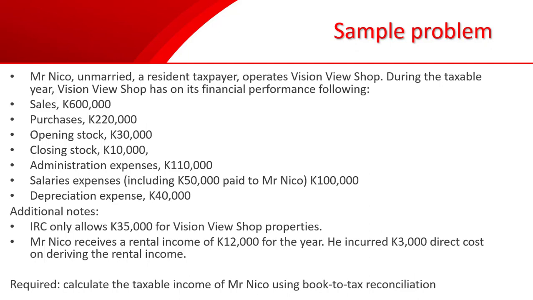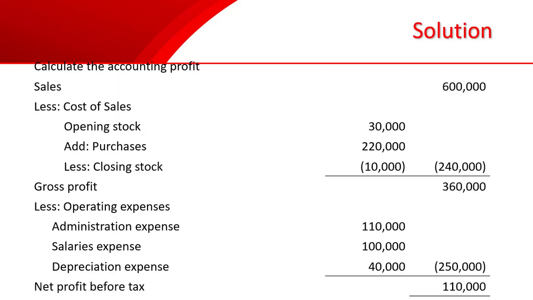When you see this kind of problem, you first have to calculate the accounting profit using the conventional accounting concepts and principles. And then when you arrive at the net profit, we start the book to tax reconciliation. To calculate the accounting profit, of course, sales less cost of sales gives us gross profit, and then less administration or operating expenses. So we arrive at 110,000 kina. We'll start from this net profit using the book to tax reconciliation.